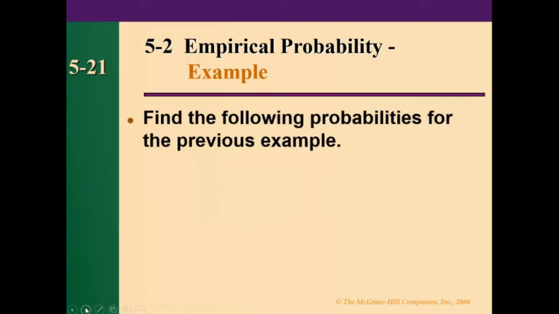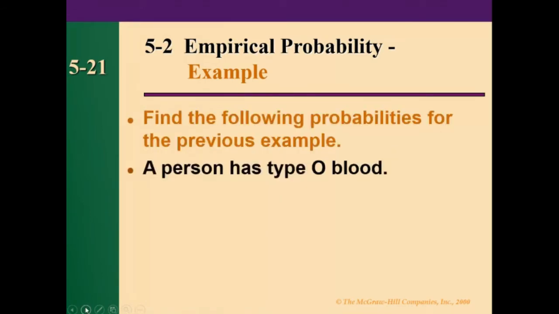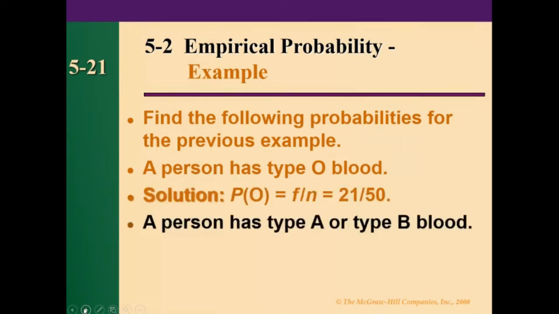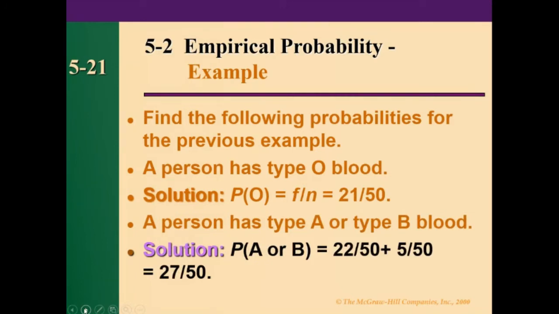So, find the following probabilities for the previous example. A person has type O blood. So, since 21 yung type O, edi 21 over 50. 50 yung total eh. A person has type A or type B blood. So, ang type A kasi class is 22. Ang type B is 5, di ba? So, what we're going to do is we're going to add it. Kapag OR, okay? Remember this, pag OR addition. So, A or B, so 22 over 50 plus 5 over 50, and that's 27 over 50. Okay? So, kapag hindi na pwedeng i-lowest term, huwag nyo nang leave it as it is. That will be your answer.